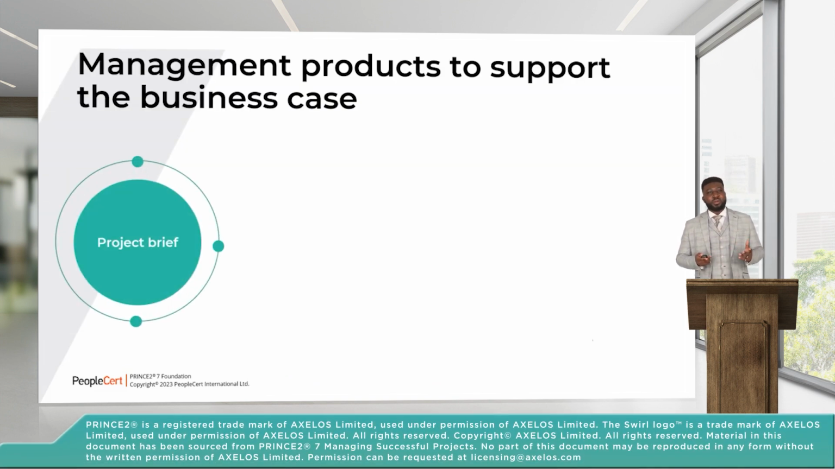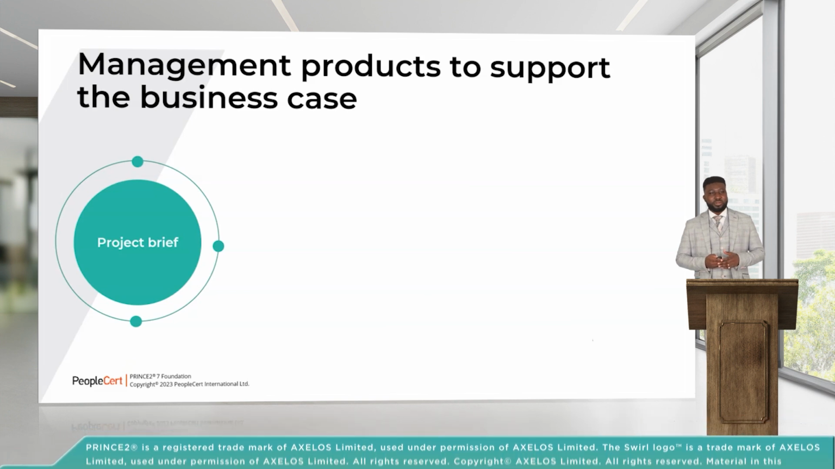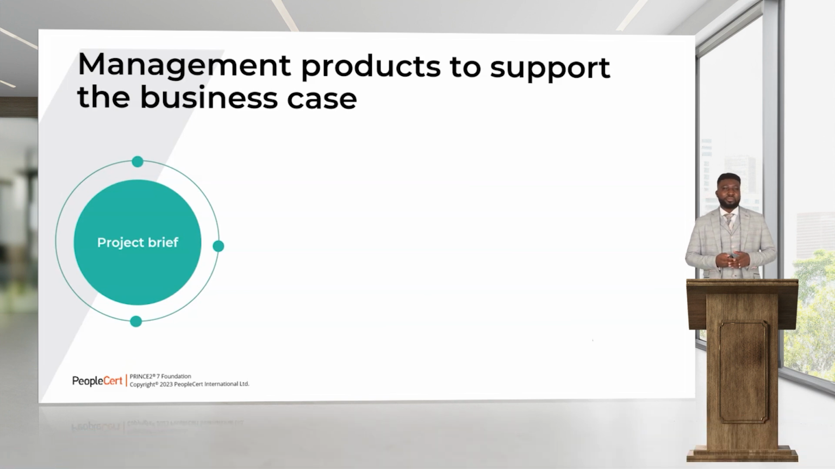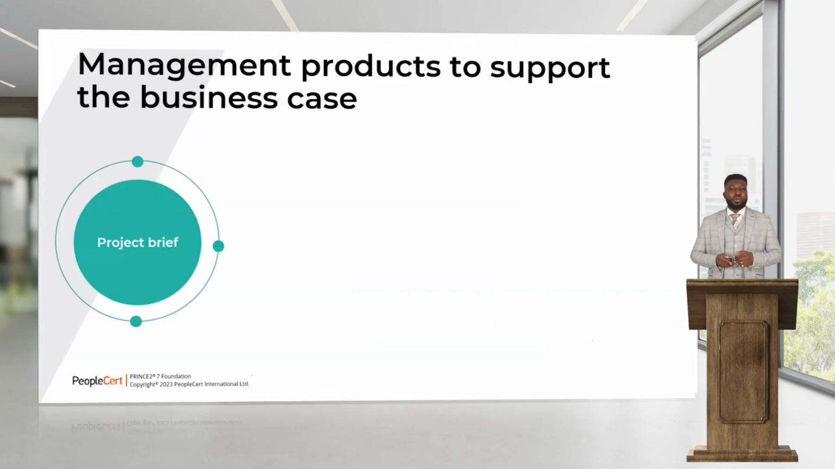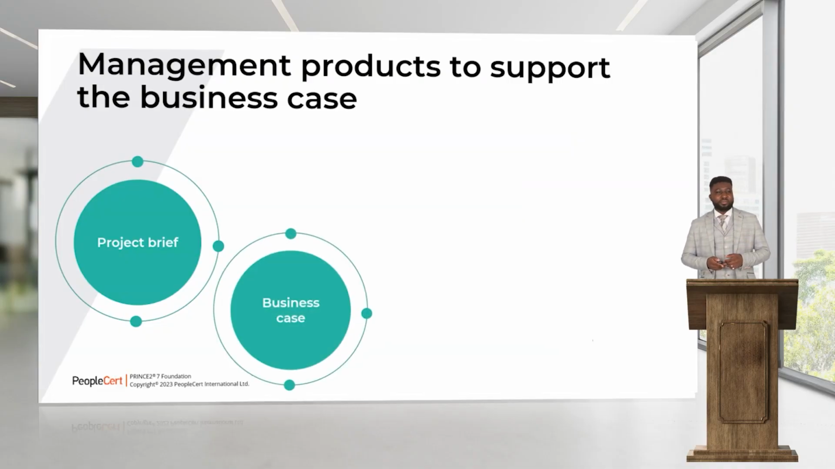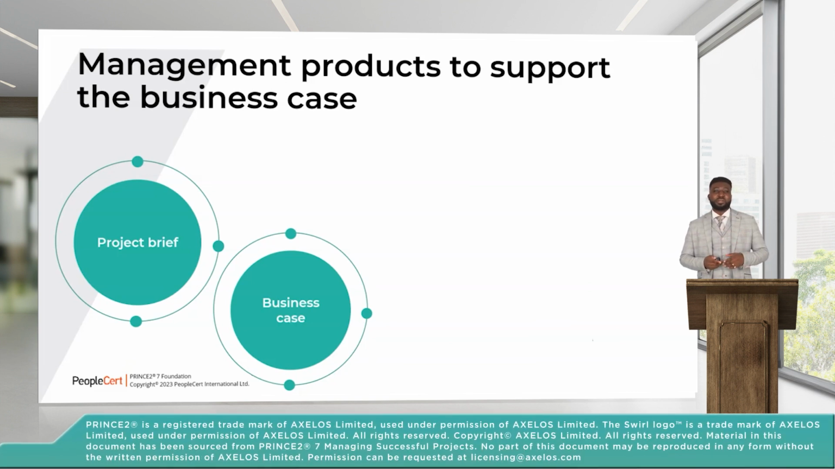The key management products that support the business case are as follows. The project brief. The project brief is the document that is created in starting up a project process and contains the major products such as our outline business case, project product description, project management team structure, project approach, and so on. We also have our business case itself. We are going to have the outline business case in startup, and later on, this same business case will be refined into our full business case in initiating a project process.